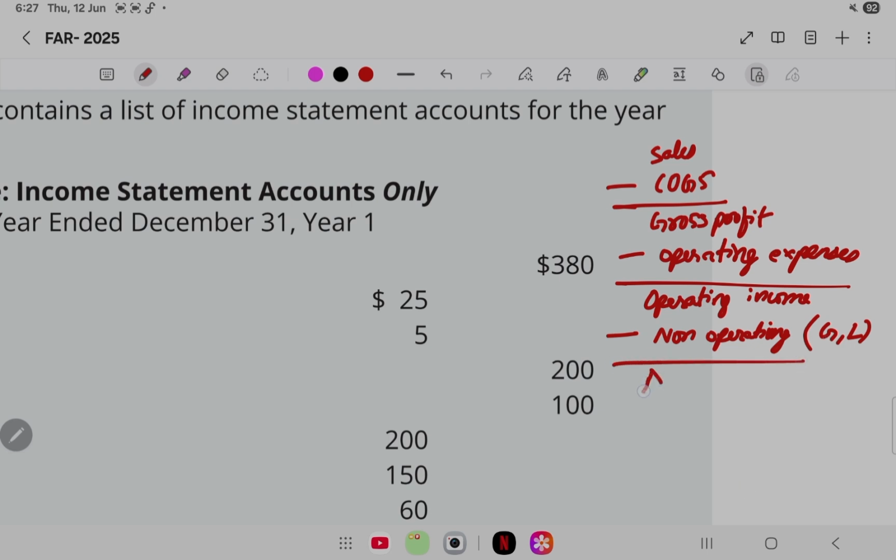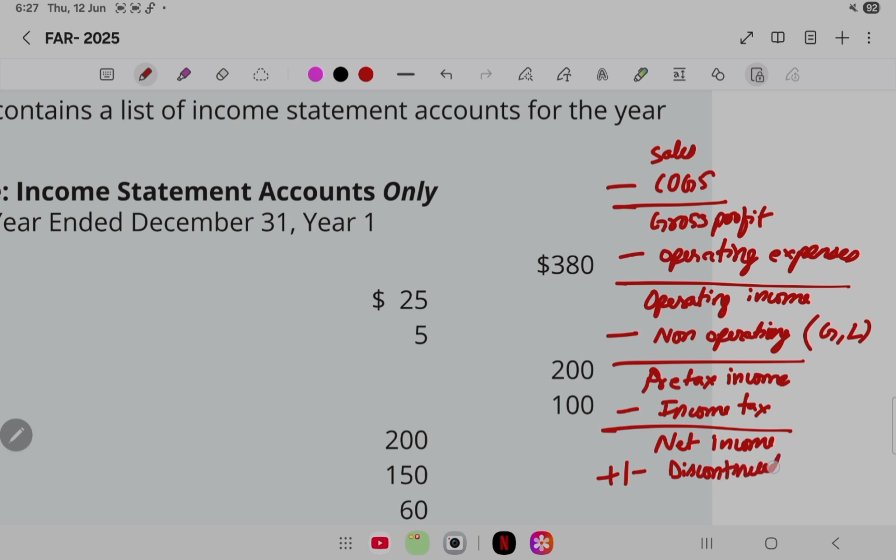Now we come at pre-tax income, minus income tax. We come at net income. Then we will add or minus the discontinued operation, which is already net of tax. Then net income.